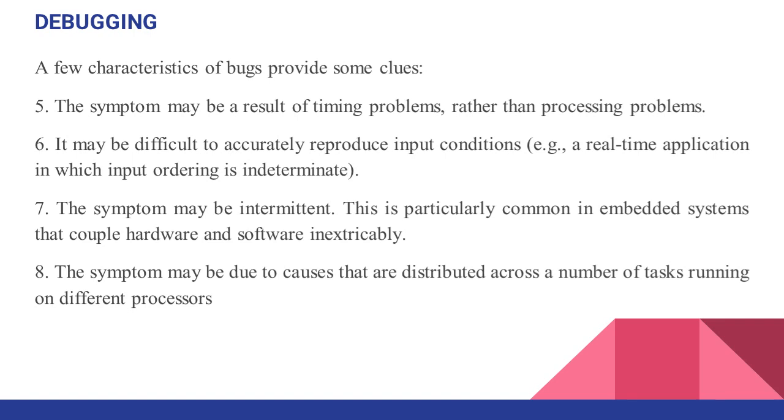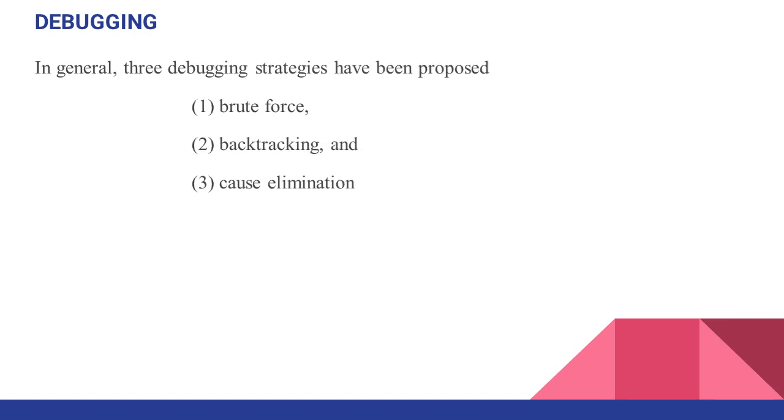In general, three debugging strategies have been proposed: brute force, backtracking, and cause elimination. Each of these strategies can be conducted manually, but modern debugging tools can make the process much more effective. The brute force category of debugging is probably the most common and least efficient method for isolating the cause of a software error. You apply the brute force debugging method when all else fails.